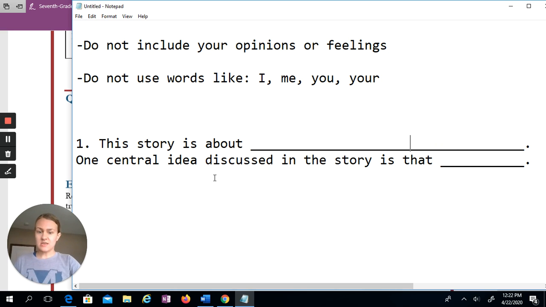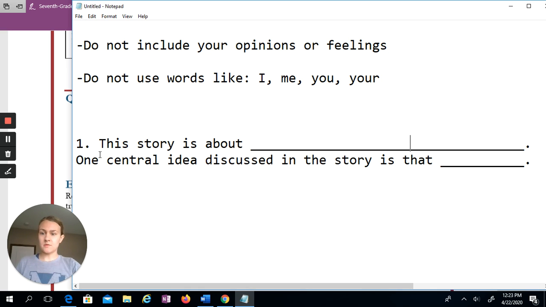Okay, we start every paragraph with an opening sentence. A great opening sentence is saying "This story is about," and then giving a little information about what the story is about. Everything you write in this opening sentence has to be something that you're going to discuss in the rest of the paragraph. You can't introduce different ideas than what you're going to discuss. So fill in this first sentence: This story is about.